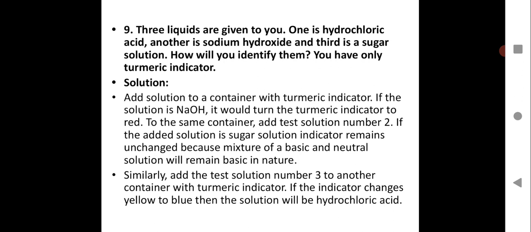There's an error. The indicator remains yellow in hydrochloric acid, because turmeric indicator will not show any color change in hydrochloric acid; it gives a prominent red color in a base but not in acid. Do make a change there in the answer.